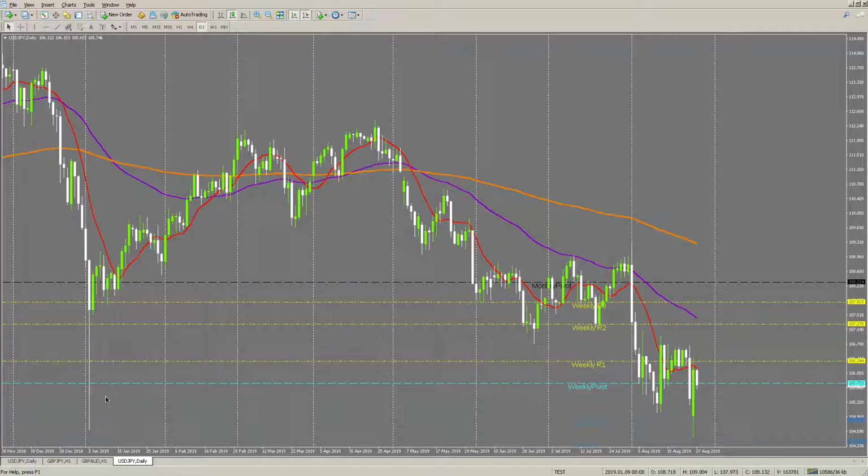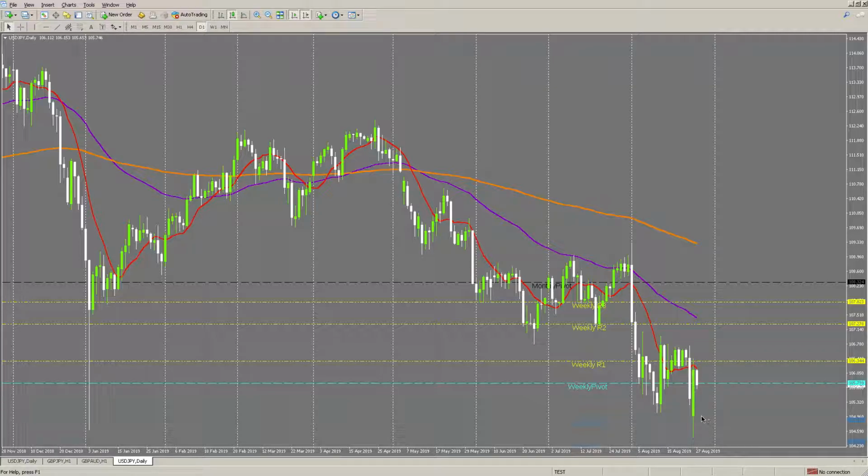And this is the trade setup, a potential trade idea that I mentioned in my earlier video on spot gold and dollar yen. And this one is for the dollar yen. Let's take a look at the daily chart.